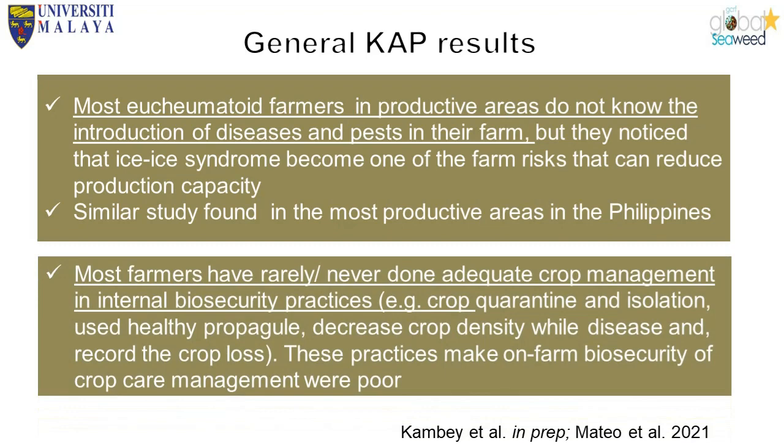Most farmers have rarely or never done adequate crop management in internal biosecurity practices. For example, crop quarantine and isolation, use of healthy propagule, decreased crop density during disease outbreak, and recording the crop loss. These practices made on-farm biosecurity of crop care management poor.